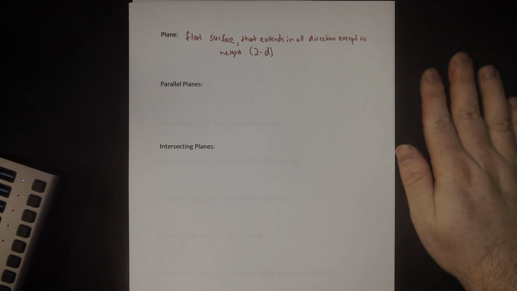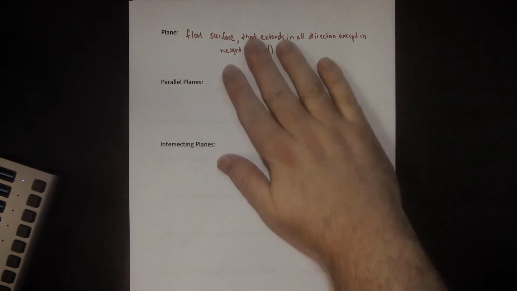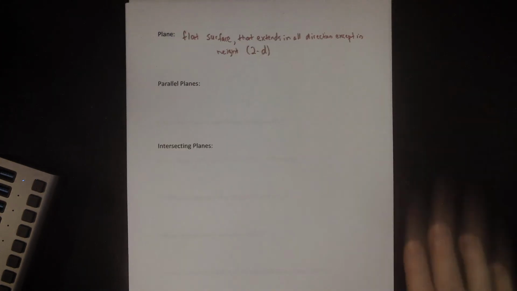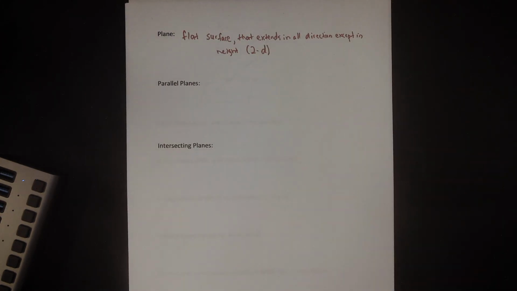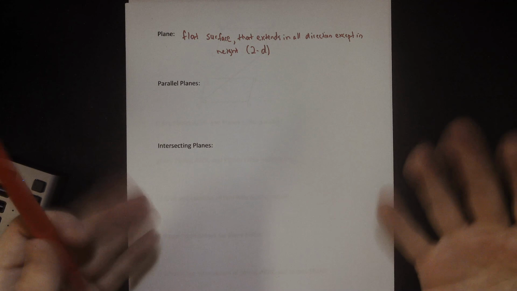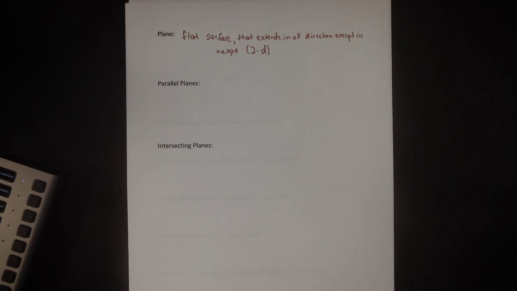A good example of a plane is just the paper itself, or like this thing that I use to shoot videos on. This is nice and dark and you can't see anything. It kind of contrasts with the color of my skin. Maybe it doesn't, I don't know. But a plane is a flat surface that extends in all directions except in height.